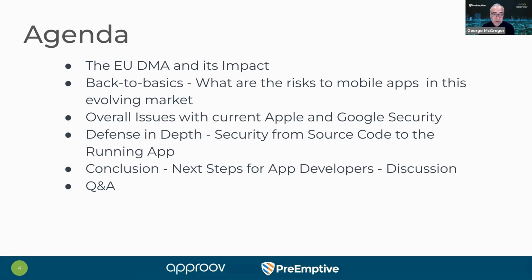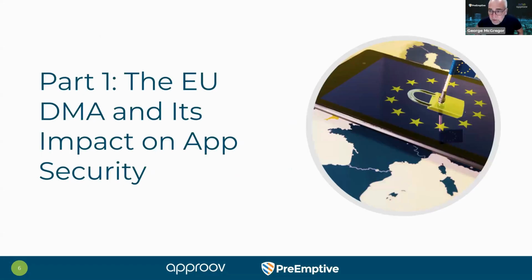And then we'll introduce our solution, which is really a defense in depth approach to making sure that you've got security all the way from the source code to the running app. We'll have a short conclusion for the next steps for developers, and then we'll have a Q&A session at the end. So that's the way it's going to run, and we'll get started right away with the first part, which is talking about the EU DMA and its impact.